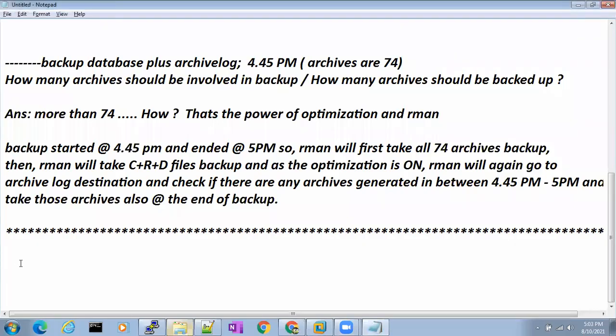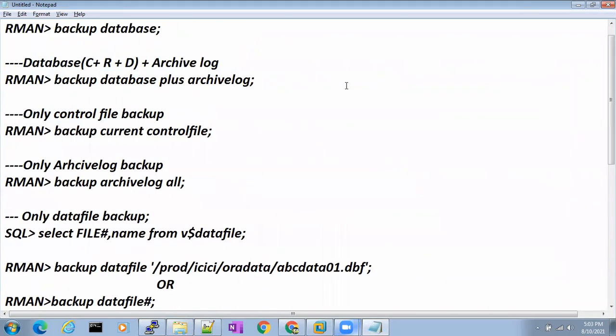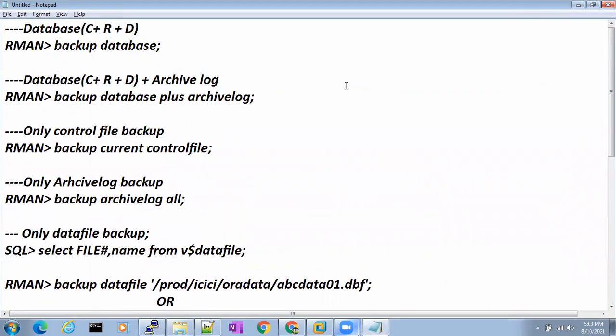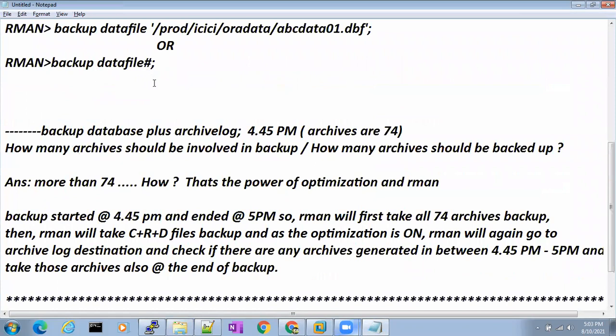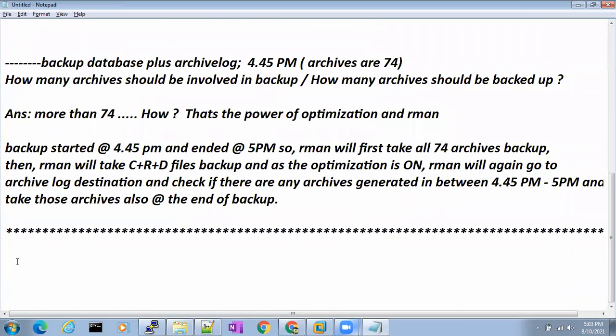Okay, fine. So now, as I told you, I will start one more kind of backup in RMAN only. These are all real time. Till here, these are all conceptual understanding. Now, practical understanding: practically how we actually perform the database backups in real time.